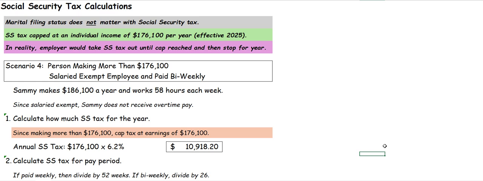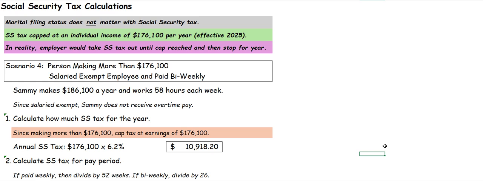More Social Security tax calculations. Again, marital filing status does not matter with this tax. And this tax is capped at an individual income of $176,100 per year. In reality, employers would take Social Security tax out until the cap is reached and then stop for the year, but we're doing it a little bit differently.